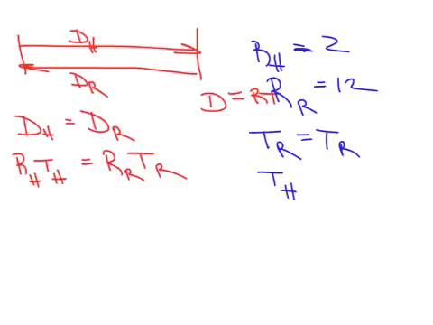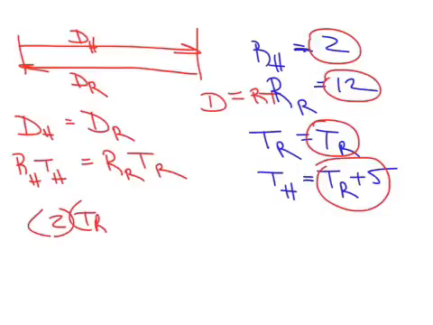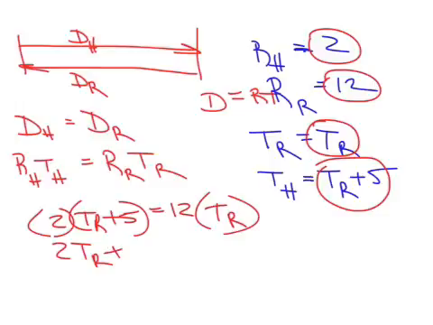But their time hiking, what does it say about that? It was 5 hours longer. So it's going to be however long it took to ride plus 5 hours. So what do I have? I've got the time hiking, the time riding, the speed riding, and the speed hiking. So let's put those together. Our rate hiking is 2. TH is TR plus 5 equals the rate riding 12 times TR. Okay? So 2TR plus 10, distribute that 2, equals 12TR.